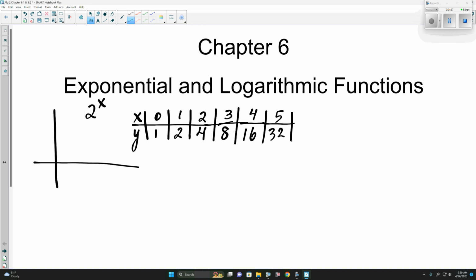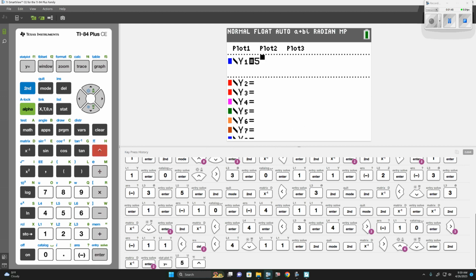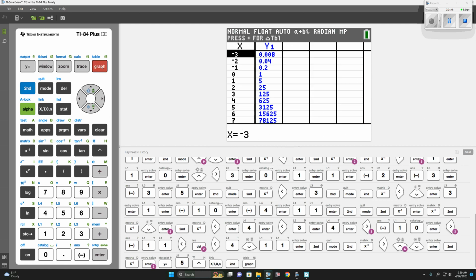And this here is not too bad. Now, if we said 5 to the x, it would increase even faster. And we can look at this as a graph, 5 to the x. If we look at the table, when x is 0, the y value is indeed 1. When x is 1, it's 5. When x is 2, it's 25. Then 125, 625, 3,125. We can see that the y values keep increasing faster and faster as it goes up. That is why we call it an exponential function, because the amount of change increases more and more as the x values increase.